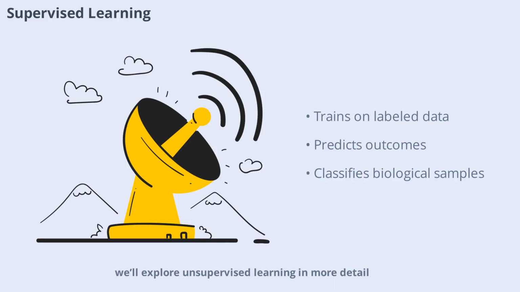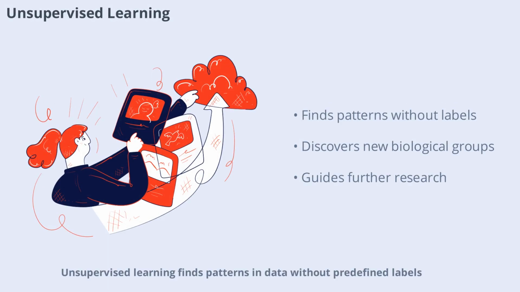Next, we'll explore unsupervised learning in more detail. Unsupervised learning finds patterns in data without predefined labels. In biological research, it's used to discover new cell types, identify unknown species, or detect hidden structures in genetic data.